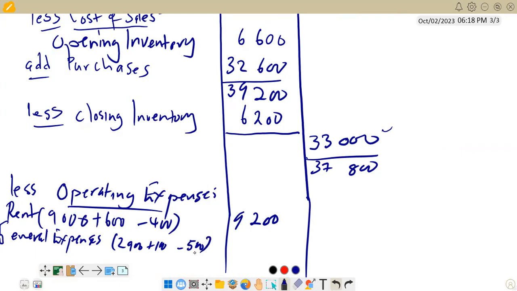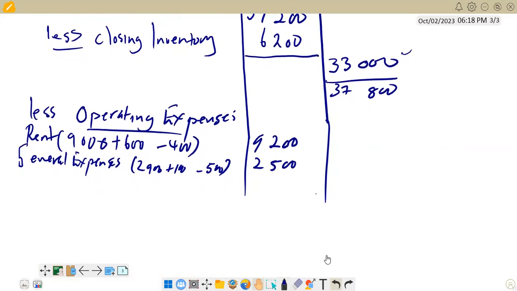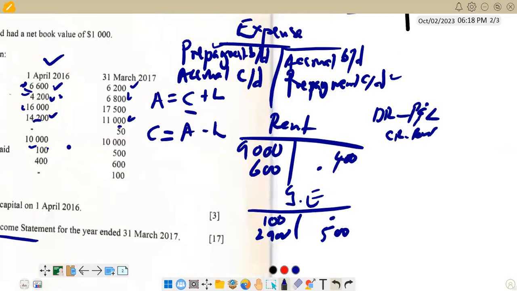Subtract 500. I'll get 2,500. Right, so that's what we have there. We are going to proceed. We still have some expenses that we need to take care of. Let's check again in our cash book what expense we have next.